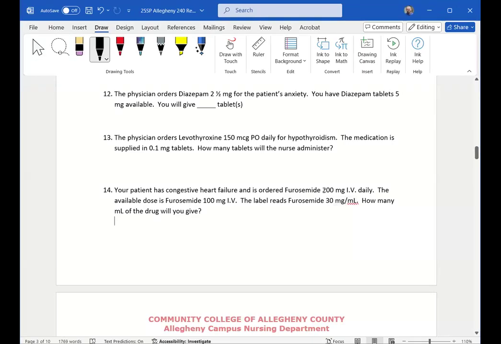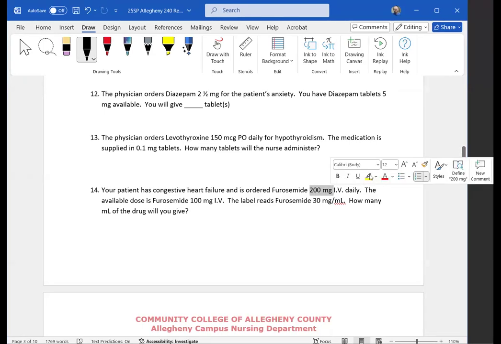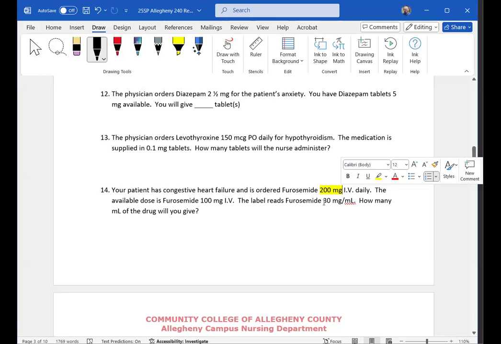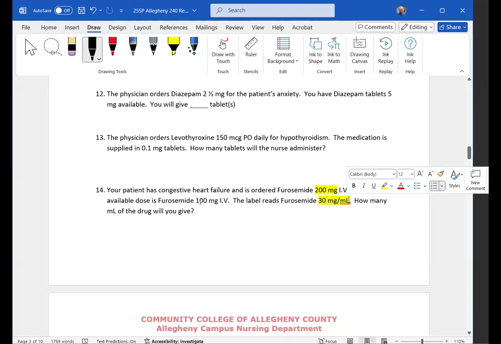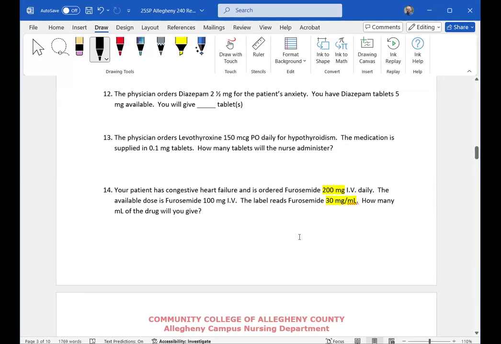So your order is 200 milligrams, and your available is 30 milligrams per milliliter. This 100 milligrams just tells you the whole bottle contains 100 milligrams of the furosemide, but it doesn't tell you what to do with that 100 milliliters. That's why you have to look at this part of the label, the 30 per mL.